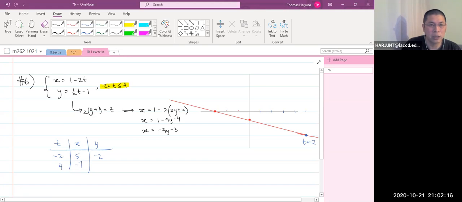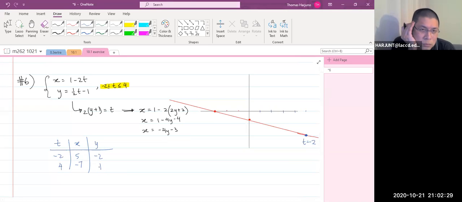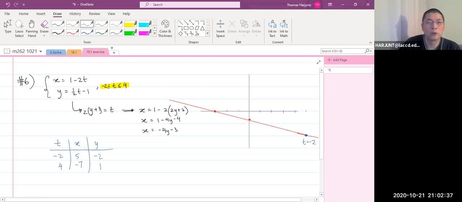And then when t equals 4, the x is -7. The y will be 1. Is it right? Yeah, that's right. So the coordinate for t equals 4 is here.